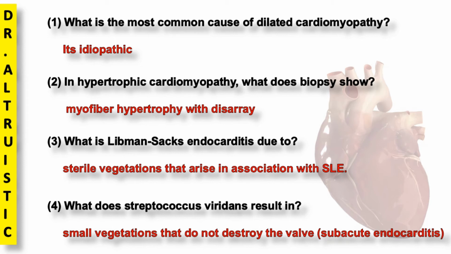3. What is Libman-Sacks endocarditis due to? Sterile vegetations that arise in association with SLE. 4. What does Streptococcus viridans result in? Small vegetations that do not destroy the valve, subacute endocarditis.